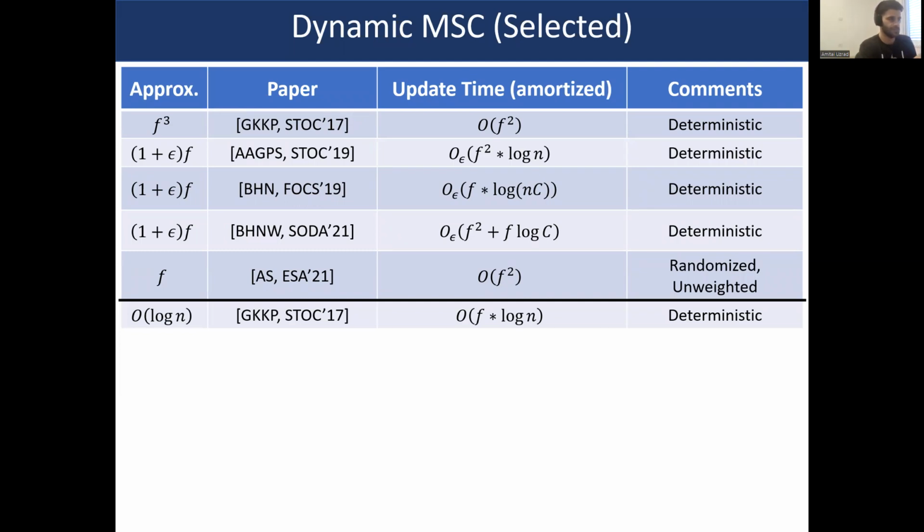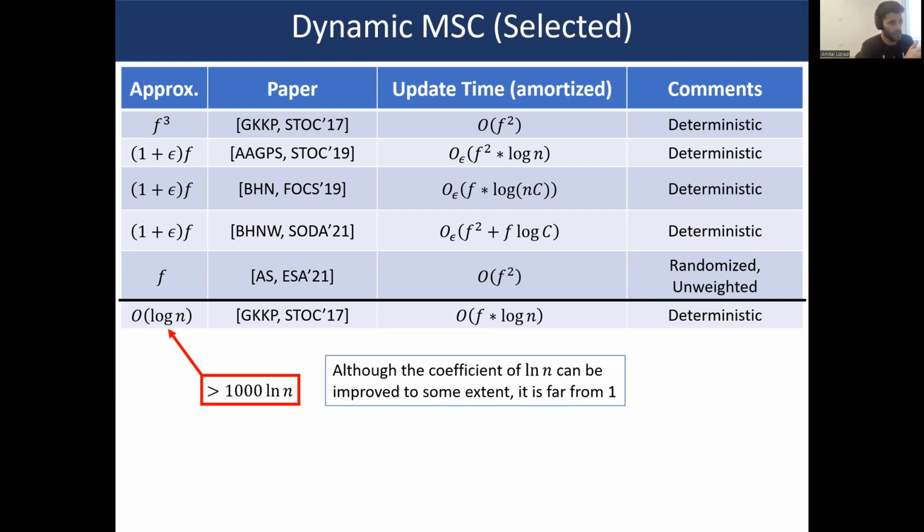The constant inside this order of log n is relatively high. And their update time, amortized deterministic, is order of f times log n. So the constant here is over 1,000. This is by Gupta et al., published in STOC about 6 years ago. So all the coefficients can be improved.